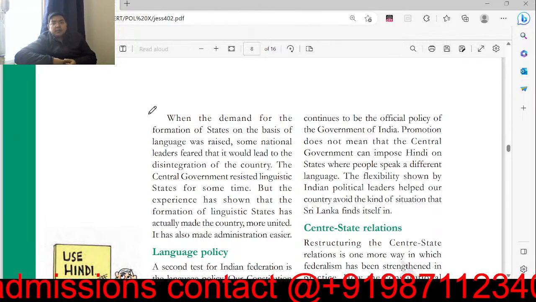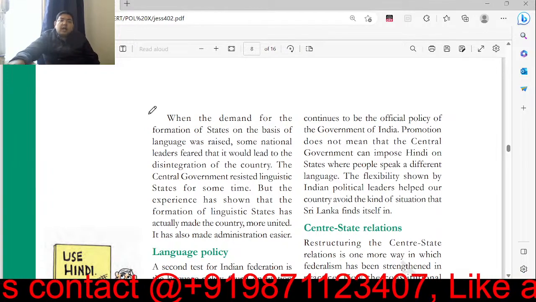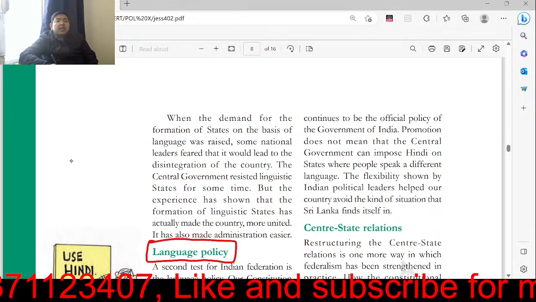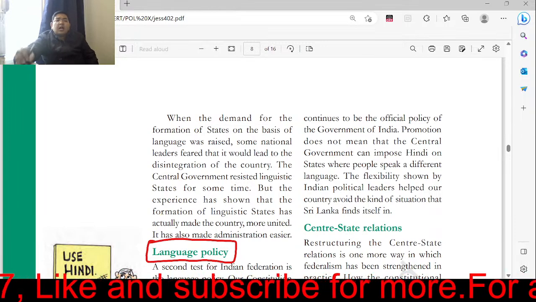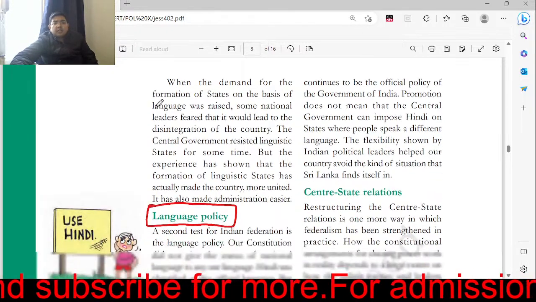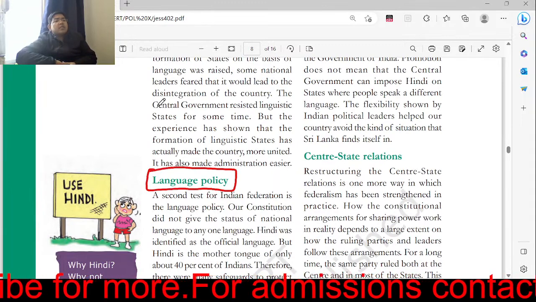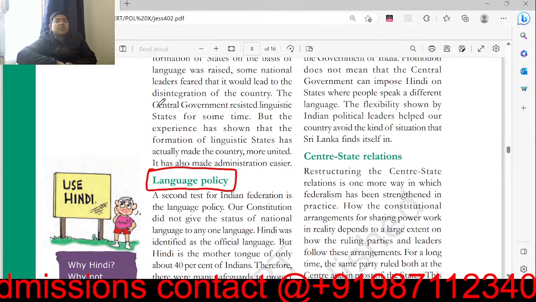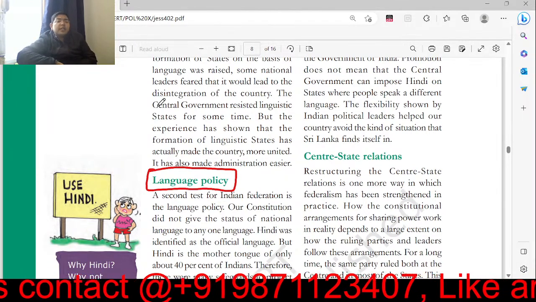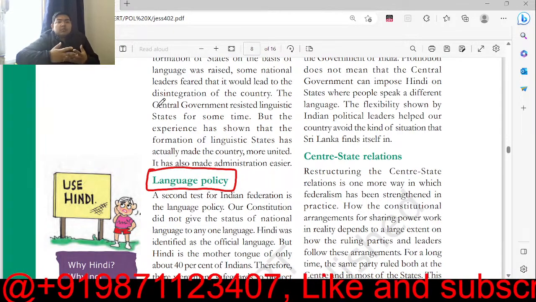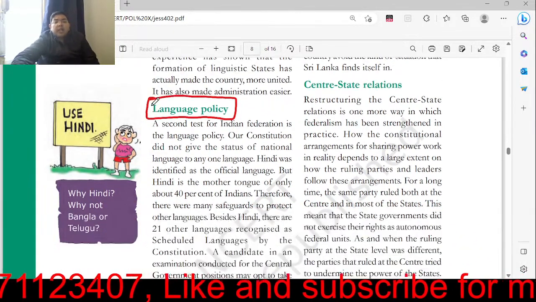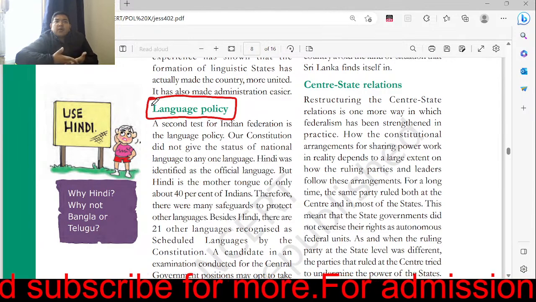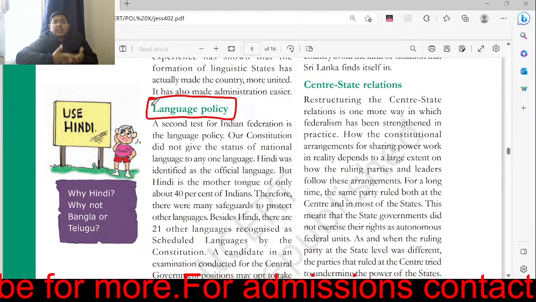in our federal system. Now, the second question after the linguistic state is, what language policy does India have? Unlike Sri Lanka, we do not have a language policy which is imposing in character. So our constitution does not give any status to one language as a national language. Although Hindi was identified as an official language, Hindi is the mother tongue of only 40% of Indians. Therefore, it was needed at that point of time that we protect our languages. And that is why our constitution recognized, along with Hindi, 21 other languages which are there in the 8th Schedule.